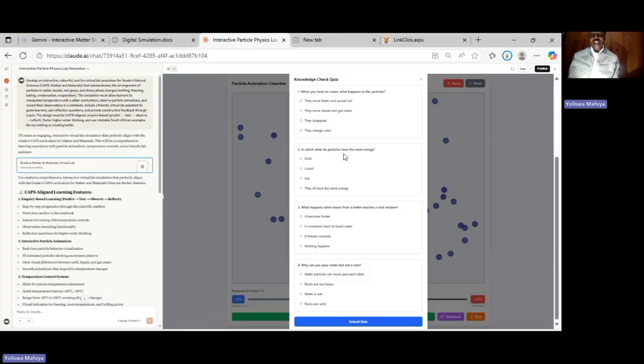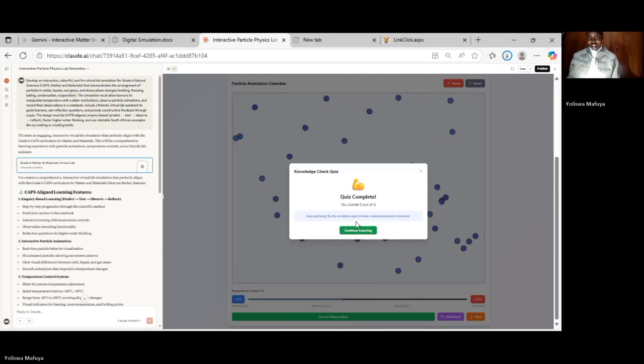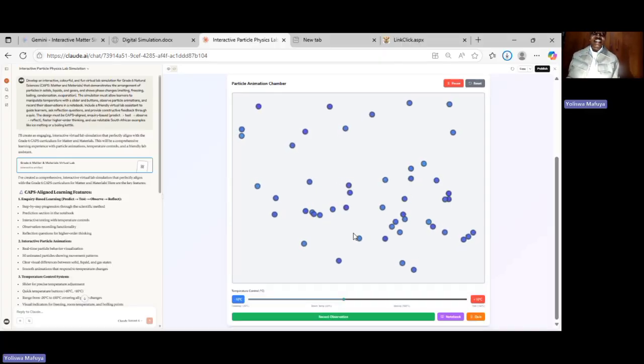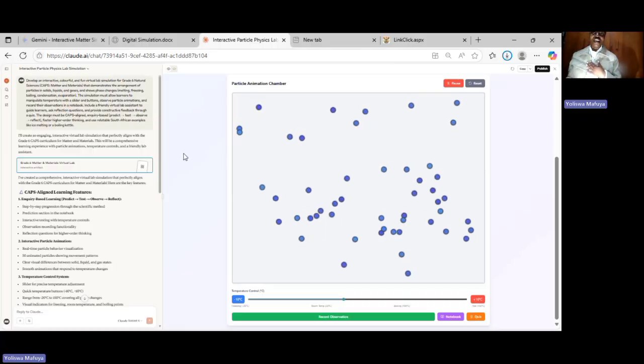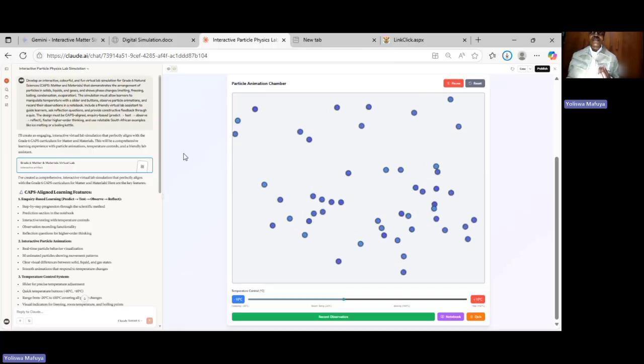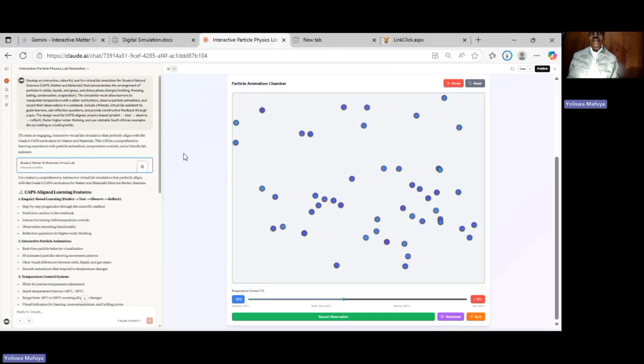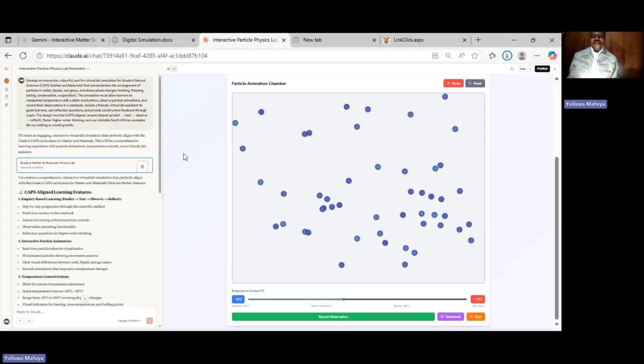In which state do particles have the most energy? So not only does it ask quiz questions, but it also creates more higher order thinking, as if it's moving through Bloom's taxonomy based on their background knowledge. So yes. Okay, I didn't answer any question, but you get the idea, right? So this is how we as 21st century teachers can actually change and transform learning.